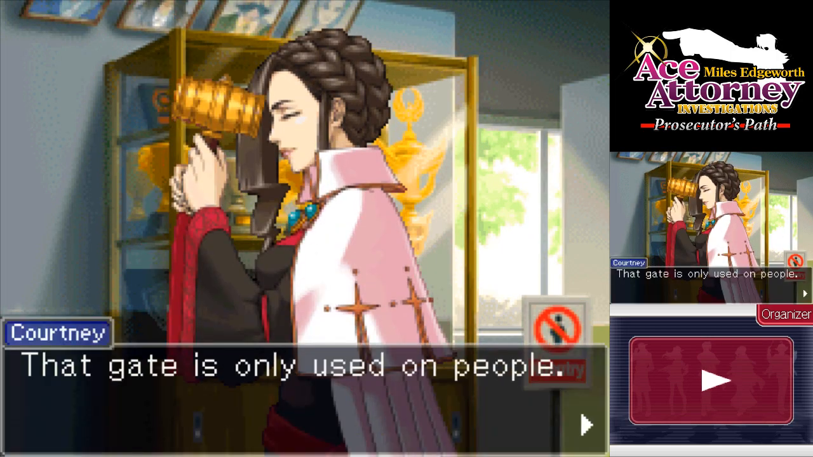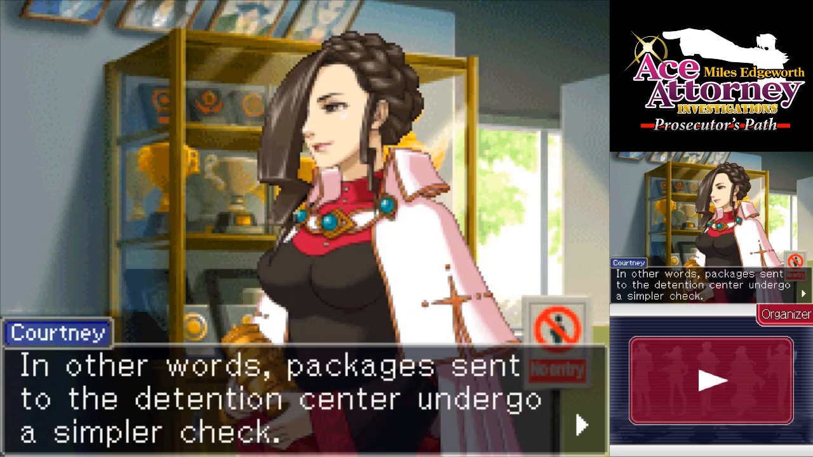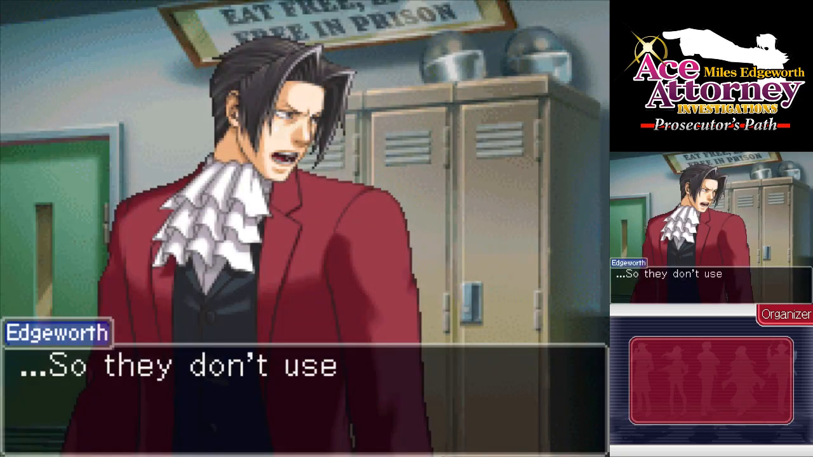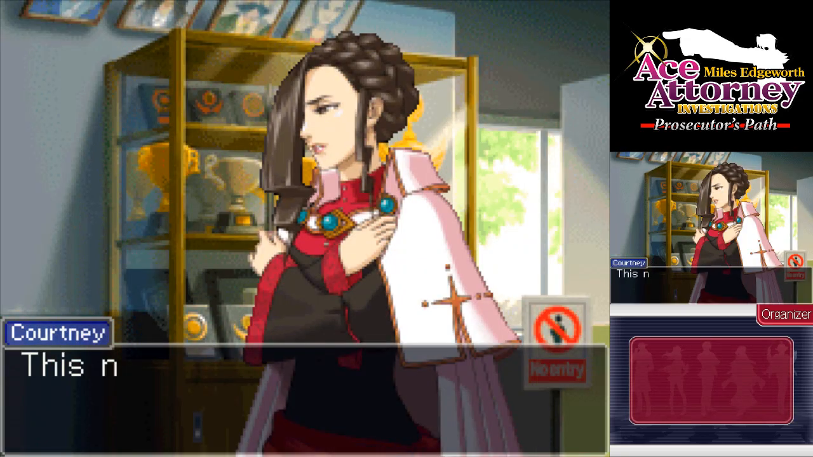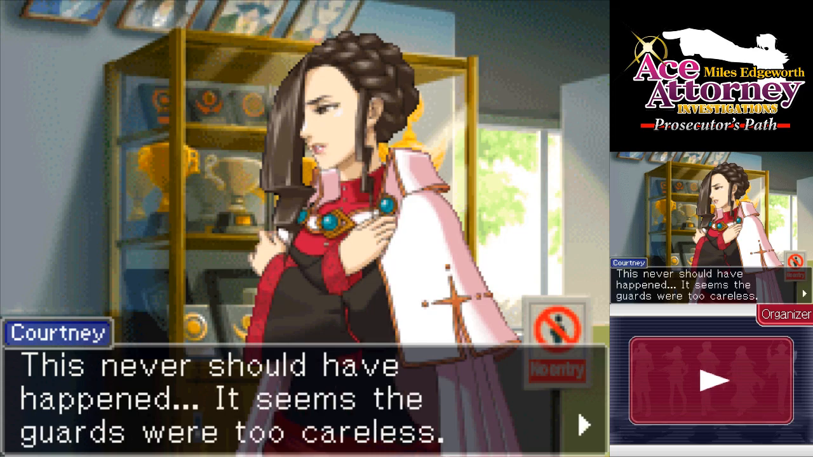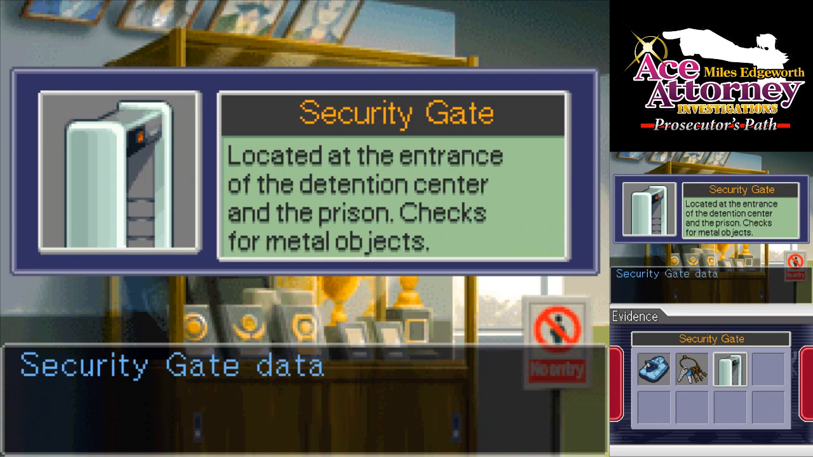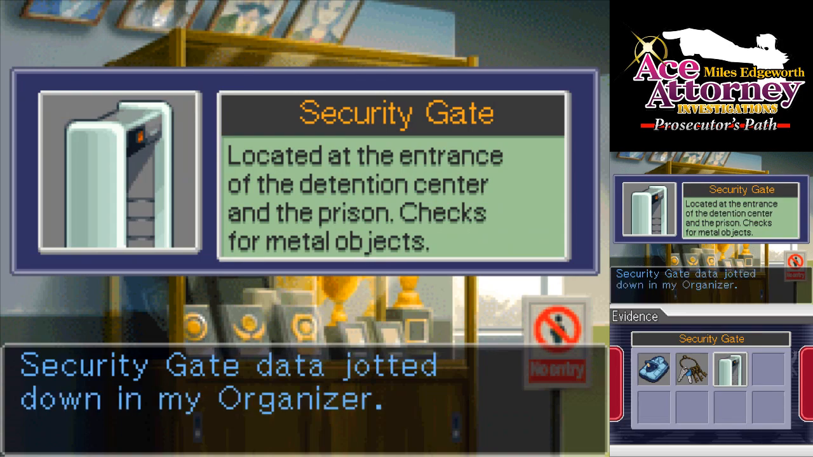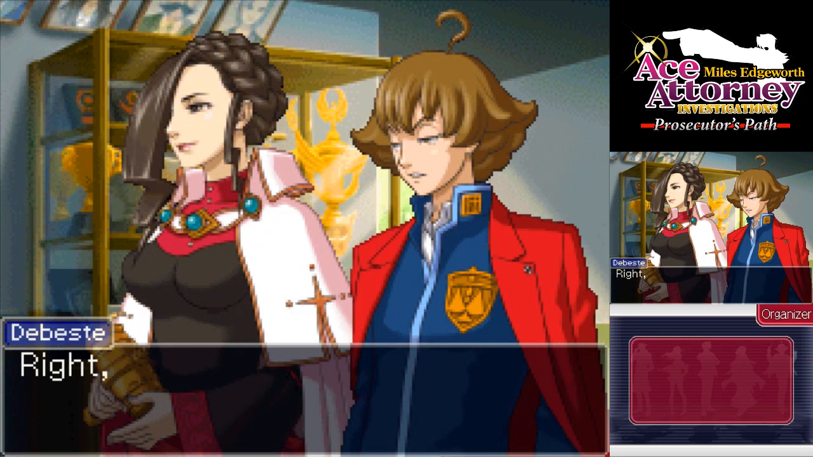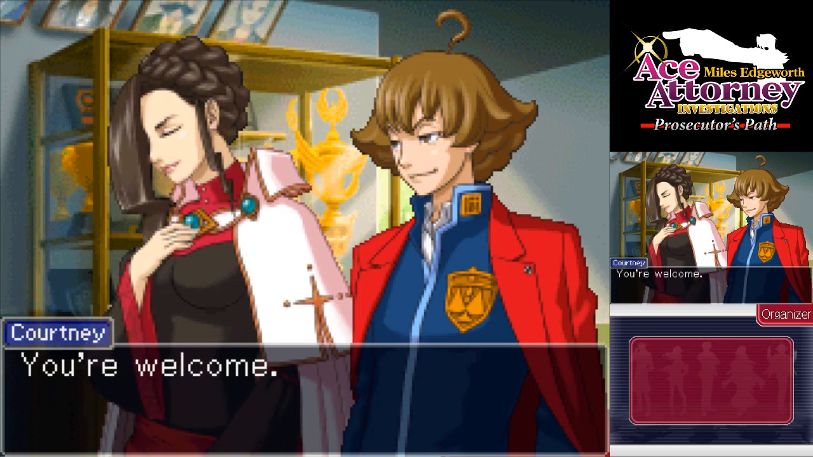That gate is only used on people. In other words, packages sent to the detention center undergo a simpler check. So they don't use a metal detector for that? This never should have happened. It seems the guards were too careless. Chessboard data updated in my organizer. Security gate data jotted down in my organizer. Right, Justine. Thanks for the assist. You're welcome.